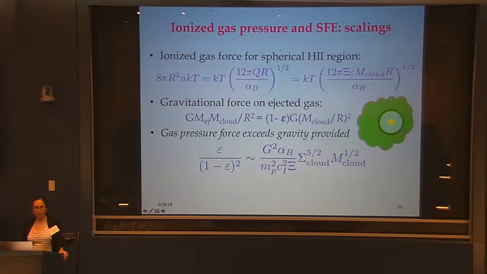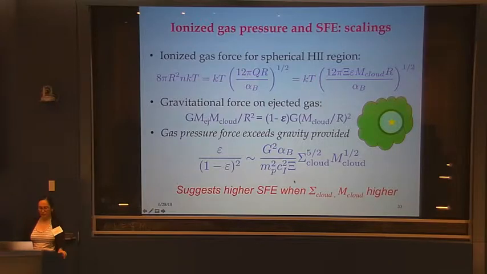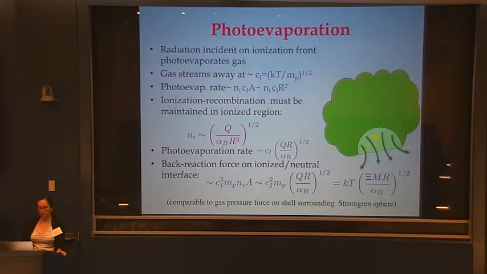Okay, so what about the ionized gas pressure? What does that do? Again, this is kind of what I wrote down before of the total pressure force from that ionized gas. The gravitational force is as written down before, and then you can see what is the requirement for the gas pressure force to exceed gravity. You can write it down like this. And what's this xi here is the ratio of ionizing photons to the mass of stars. Again, higher star formation efficiency at higher surface density primarily, although the cloud mass comes in here as well.